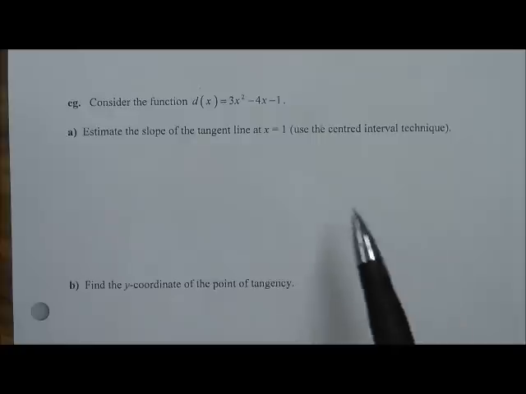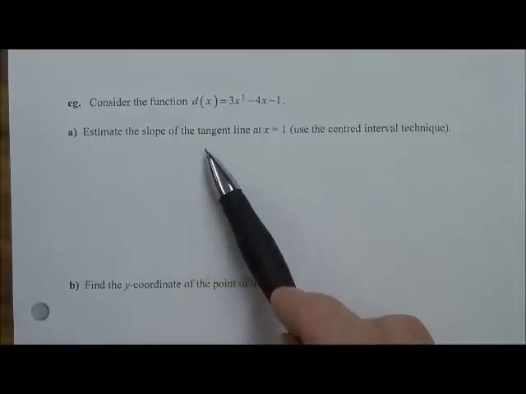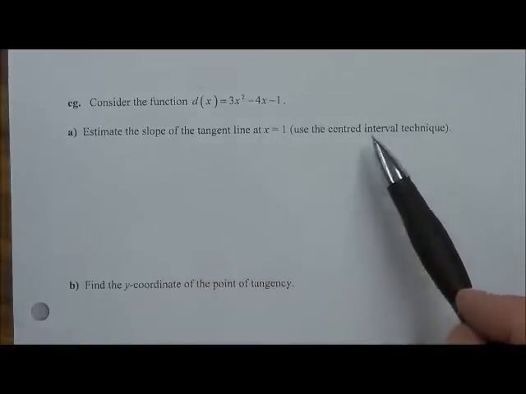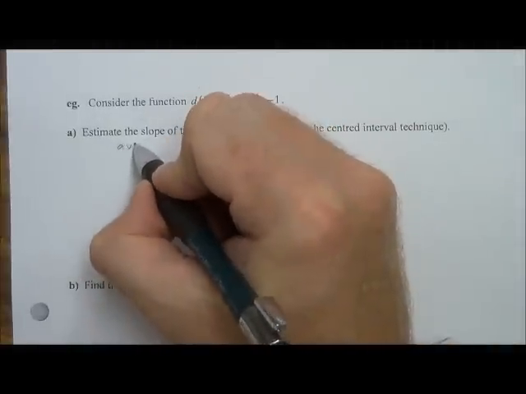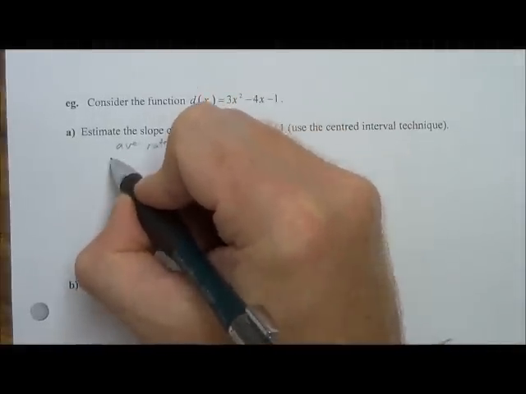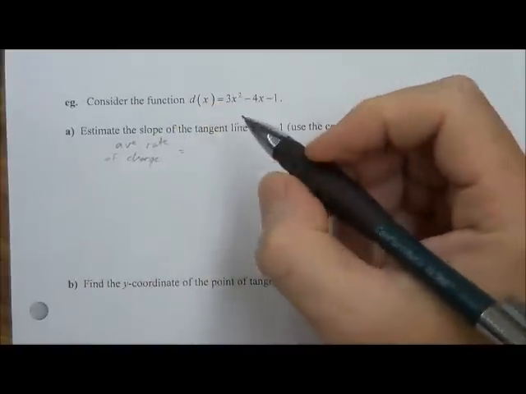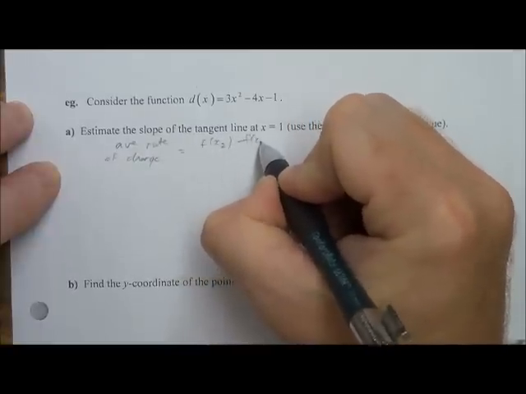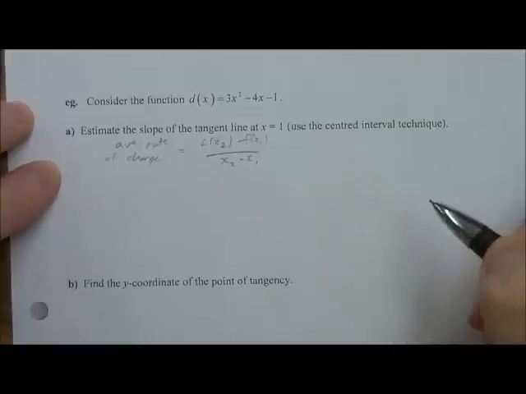Take a look at this quadratic, d of x equals 3x squared minus 4x minus 1. We're going to estimate the slope of the tangent at x equals 1 using the centered interval technique. So we're going to start off with the average rate of change. And that would be f of x2 minus f of x1 all over x2 minus x1.